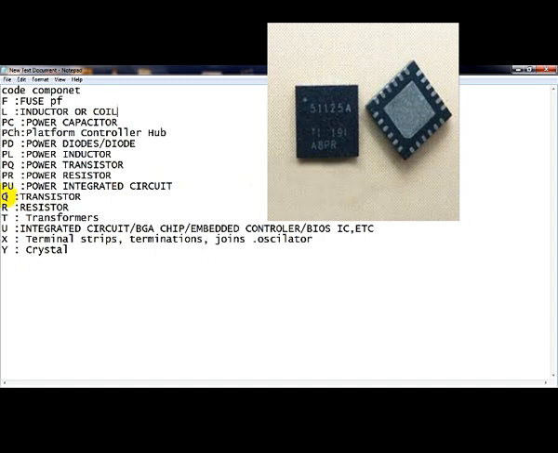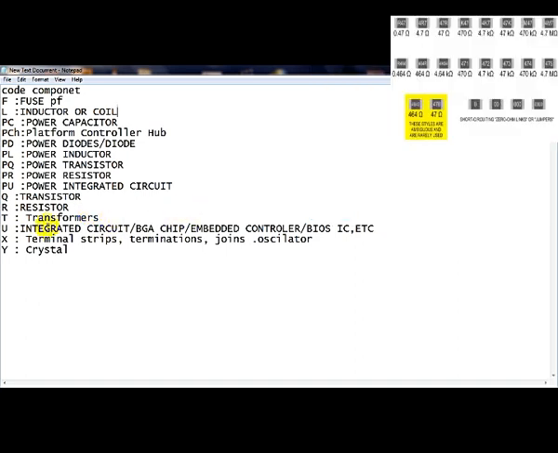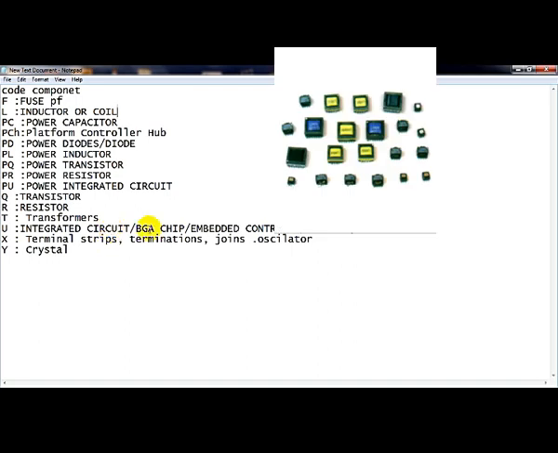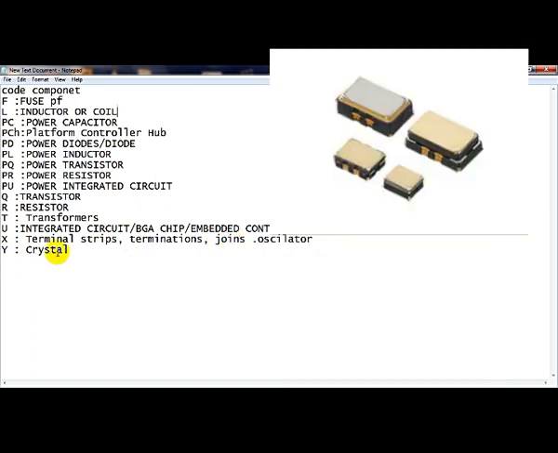Q, transistor. R, resistor. T, transformers, look like this. U, integrated circuit, and VGA chip, embedded controller, etc., look like this. X, terminal strip, termination joint. Y, crystal, looks like this.